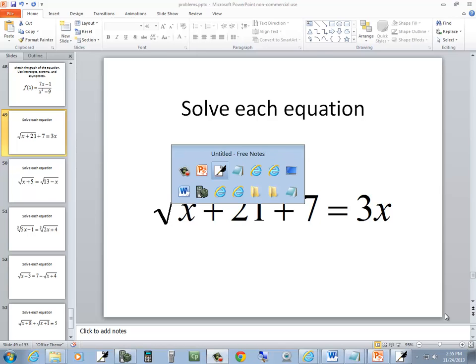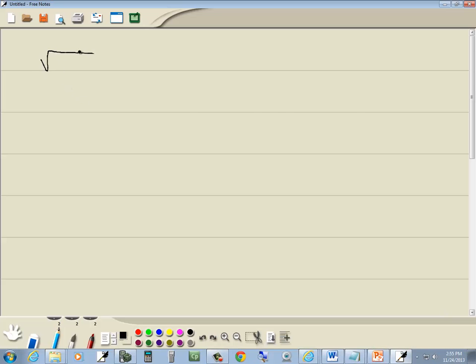Let's take a look at this problem. We've got square root of x plus 21 plus 7 is equal to 3x. And I want to solve it.